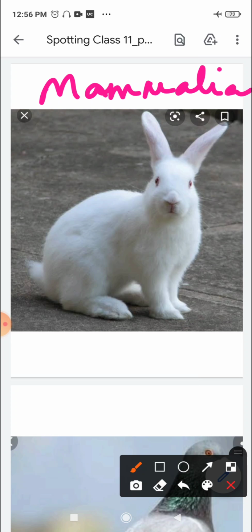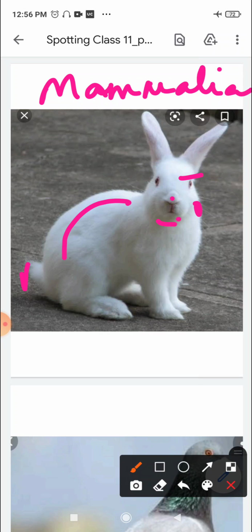It is herbivorous. The body is divided into the head region, the small neck region, and the trunk region, and it has a bushy tail. The body is covered with hair of white, brown or black color. Here in the specimen we see white color. The mouth is bounded by a soft and fleshy upper lip. You can see here the upper lip, and the lower lip is also there.